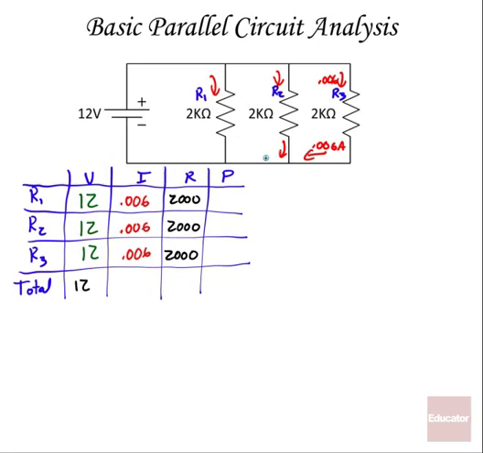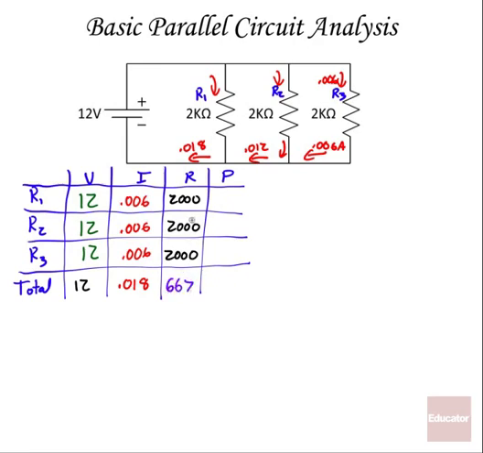That's also 0.006. Now we must have 0.012 at this branch in the circuit, plus this 0.006 over here gives us 0.018. So all of the currents add together for the total. Now I could find R over here, V over I. 12 divided by 0.018 is going to give us 667.